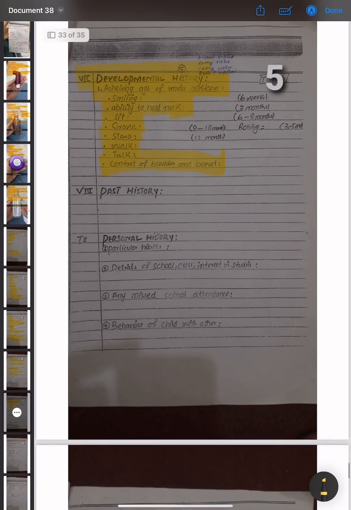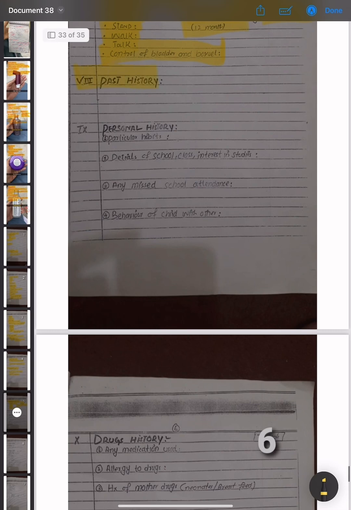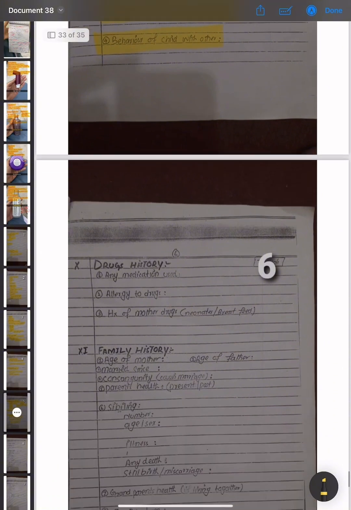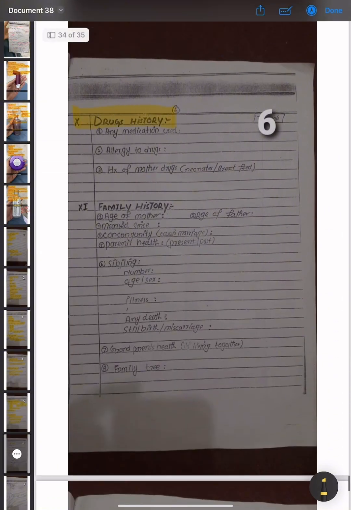These are the normal ages. The patient should start smiling at 6 weeks, ability to hold neck at 3 months, sitting at 6 to 8 months, and the crawl 8 to 18 months, and rolling 3 to 5 months, and standing up to 12 months. Then we will ask about the past history, then the personal history, that is particular habits, the details of school, class, interest in studies, any missed school attendance, behavior of the child with the others. Then the drugs history, any medication used, the allergy to drugs, and history of the mother's drugs.